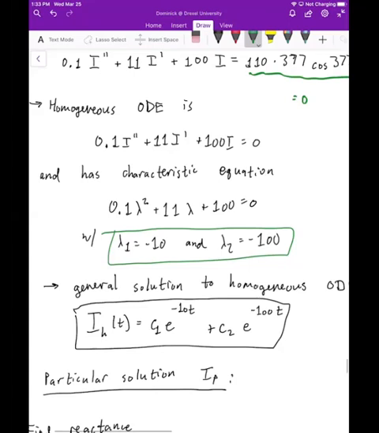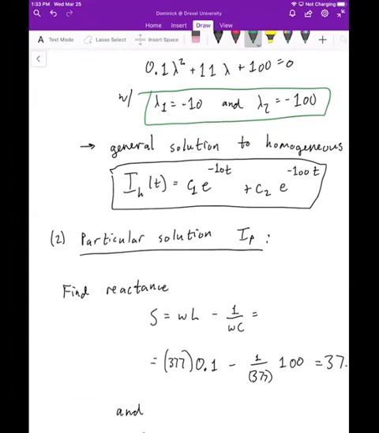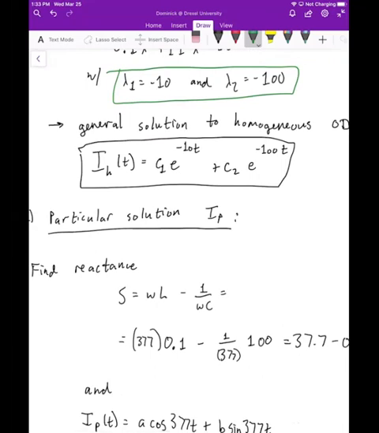Okay, what do we do next? Now we find the particular solution, I sub p. So first we need to find the reactance, which is S, which we can find by computing omega times L minus 1 over omega times C.